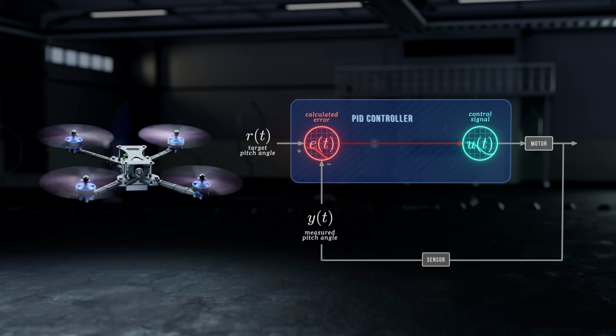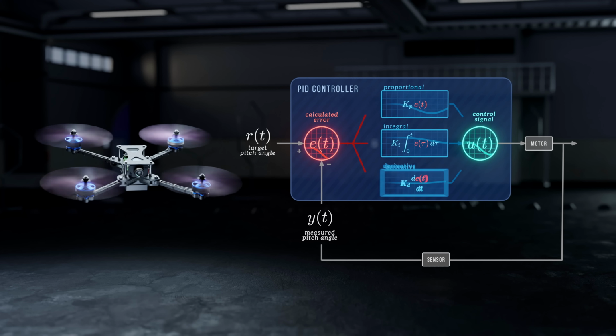The PID controller has three parts. The proportional term reacts to the current error. A large error produces a stronger correction. The integral term takes the integral of the error over time, increasing the correction whenever an error persists to eliminate steady drift. And the derivative term takes the derivative of the error with respect to time, responding to how quickly the error is changing to dampen oscillations and avoid overshoot.